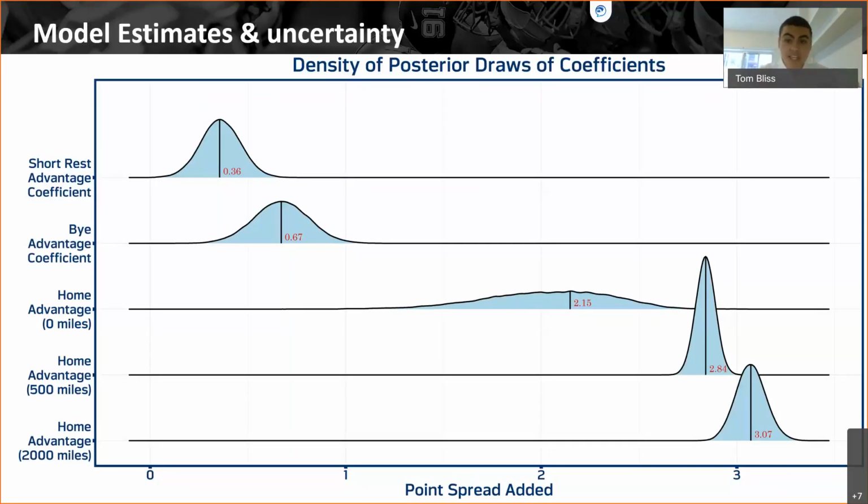That is partially because there aren't that many games with 0 miles. It's only New York at New York. We'll start to get some now that the 2 LA teams share a stadium, but for the most part, that's the only time we really see those type of games. And the home advantage with 500 miles, that's the skinniest, simply because that's where we see the most amount of games, about 500 miles. And 2,000 miles is a little bit in between the two, because we see that more often than 0 miles, but it's still not necessarily a common occurrence.